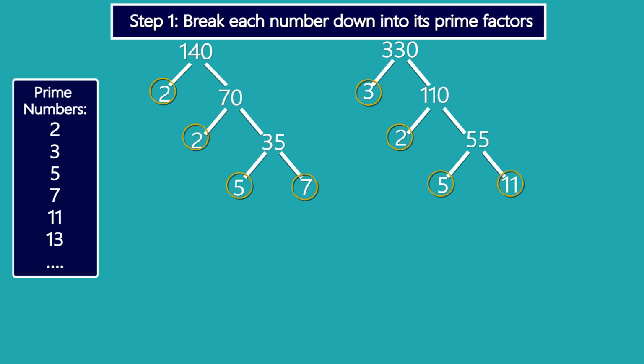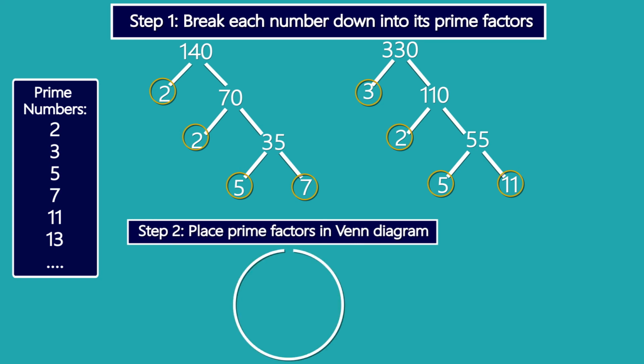So I can write 140 as 2 times 2 times 5 times 7, and I can write 330 as 2 times 3 times 5 times 11. I'm now going to put all my prime factors in a Venn diagram. I'm going to put that 2 on the left-hand side and that 3 on the right-hand side.